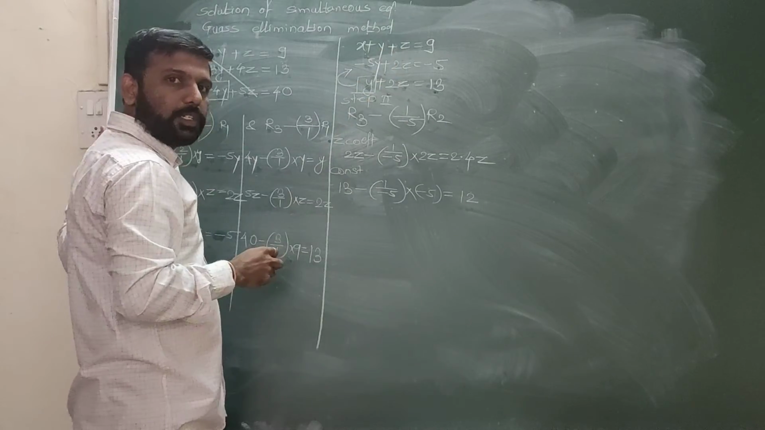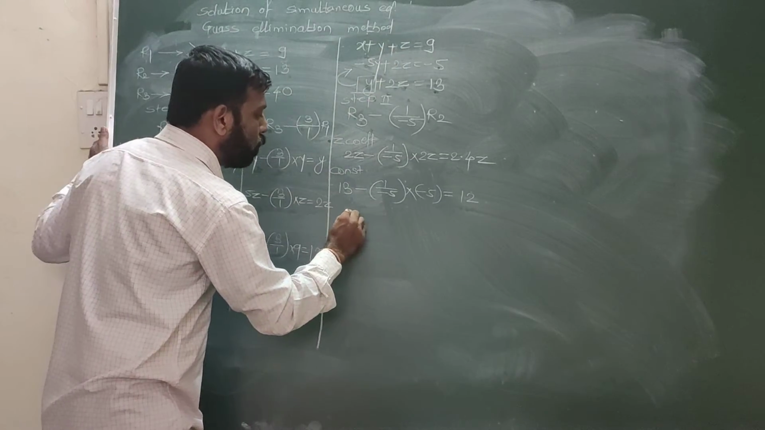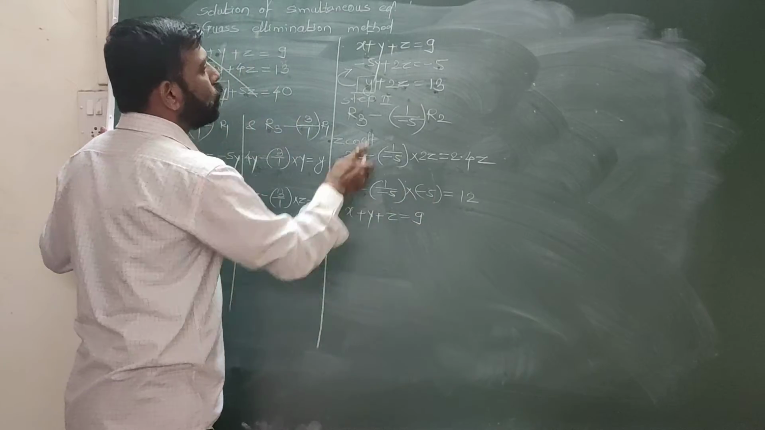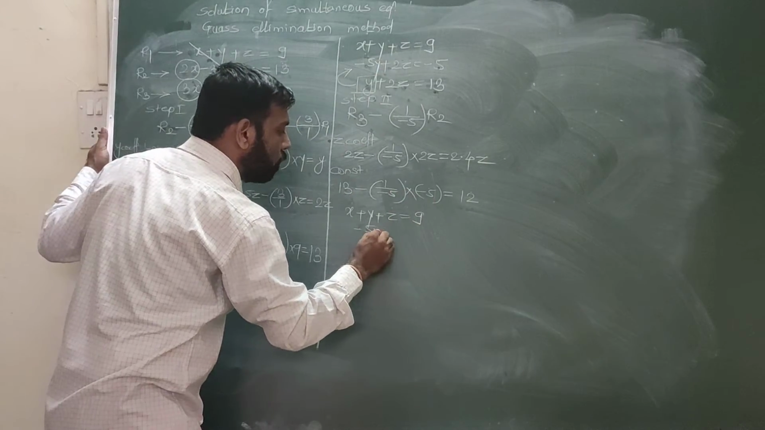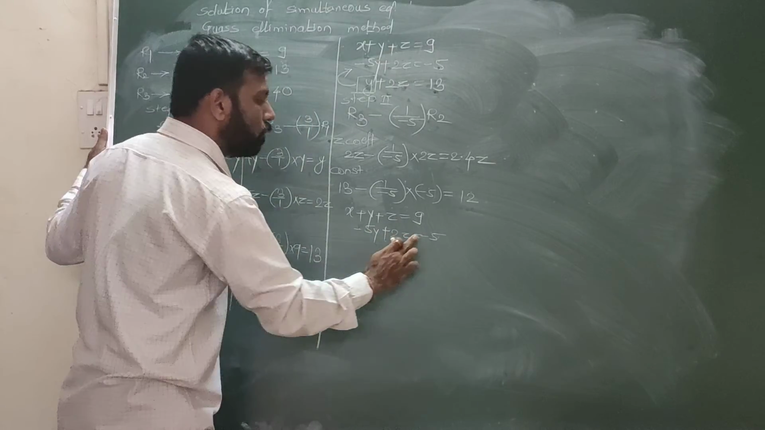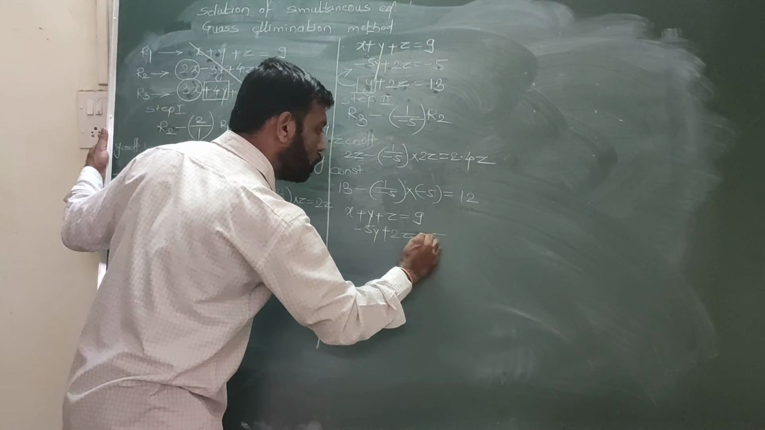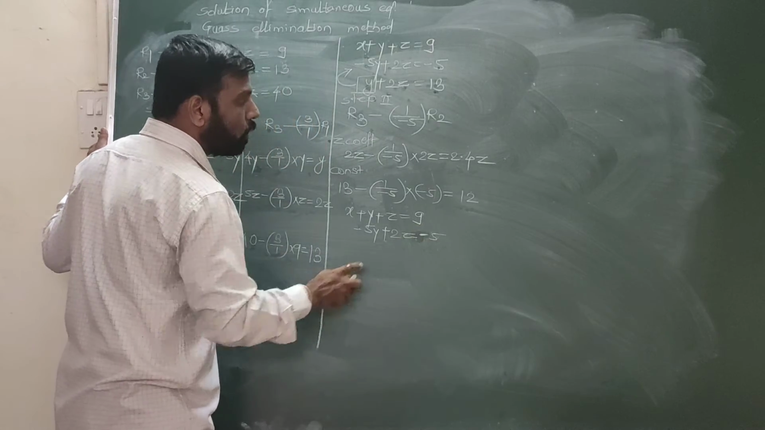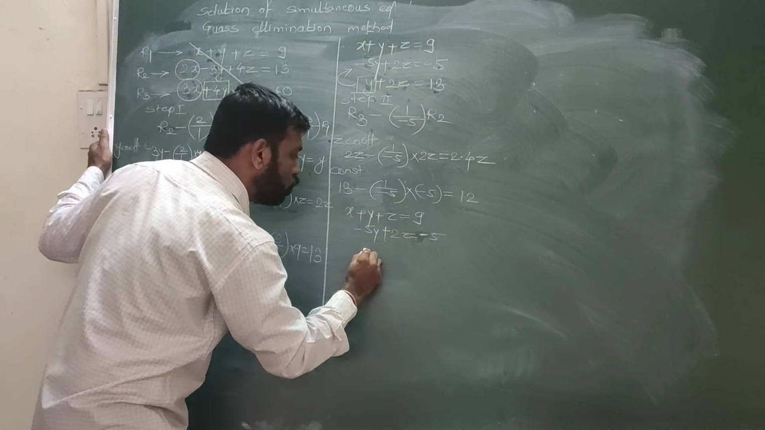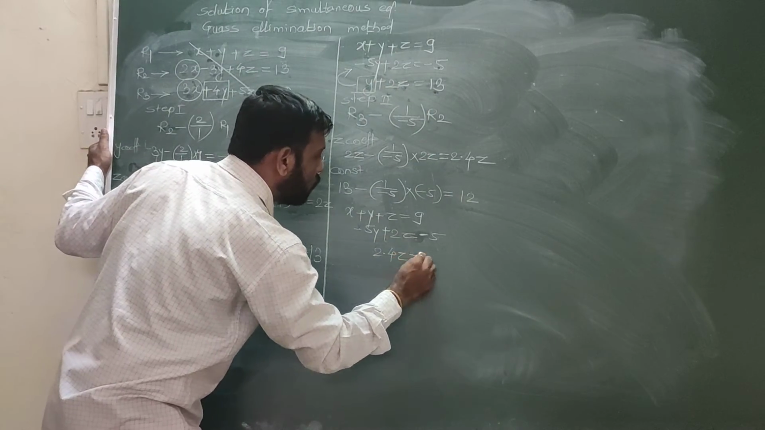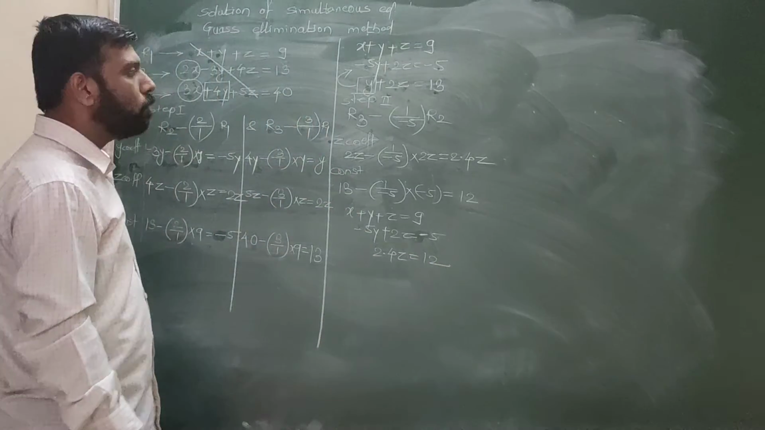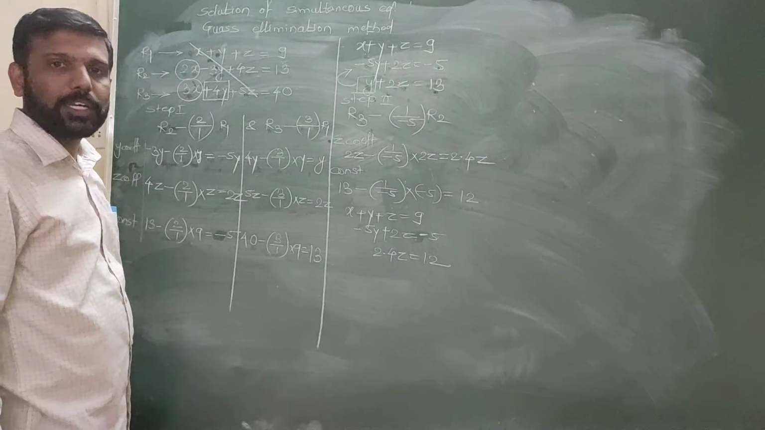After step 2, we got a new system of equations that we are writing here: x plus y plus z is equal to 9. The second equation is the same, minus 5y plus 2z equals minus 5. Next, the new change in the third equation: 2.4z is equal to 12. So this is reduced to upper triangular form. This is our Gauss elimination method.